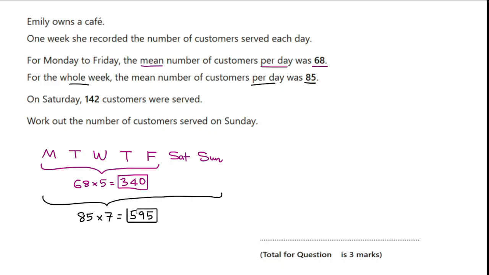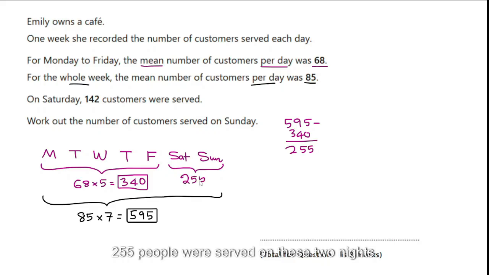Now, the moment we did these two calculations, it's very easy to figure out the number of people served on Saturday and Sunday, the weekend. Obviously, that will be 595 take away 340. So that gives us 255. So we know 255 people were served on these 2 days.